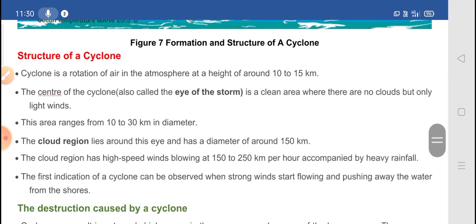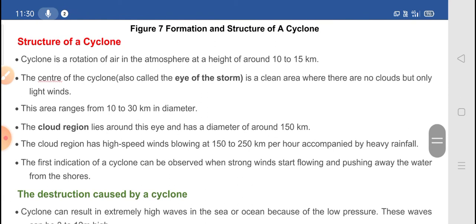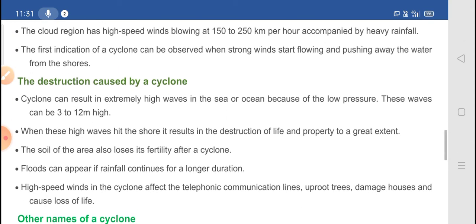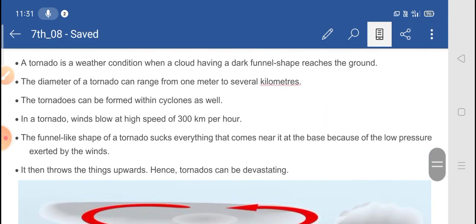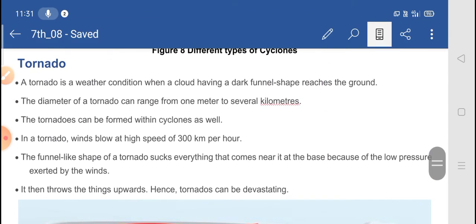Here the structure of the cyclone we have discussed: it is always in the cloud region, lies around the eye and has a diameter of around 150 kilometers, and the speed of the high winds is about 150 to 250 kilometers per hour, right, with heavy rainfall. So these are the things about the structure of the cyclone, and the destruction caused by the cyclone we also discussed. Then we have discussed a little bit about the tornado. Okay, so with the beginning of the tornado we will discuss in detail.